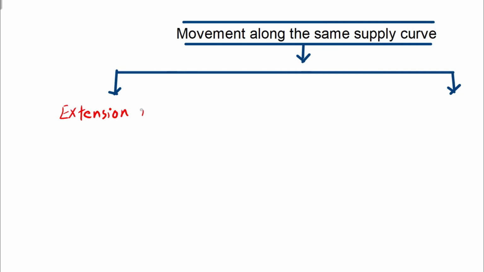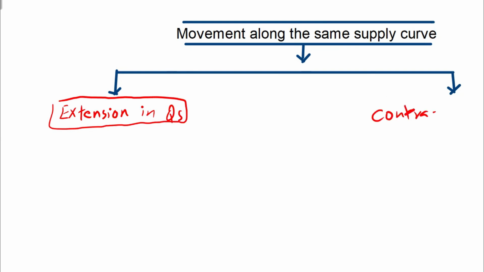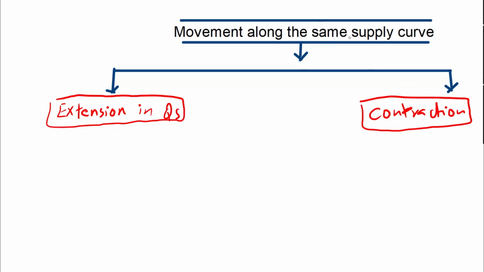So there is one reason, that is change in price, and it is divided into two types. One is called extension in quantity supply, and the other one is contraction in quantity supply. The first thing is that movement along the same supply curve is caused by change in price, and it has two types, extension and contraction.